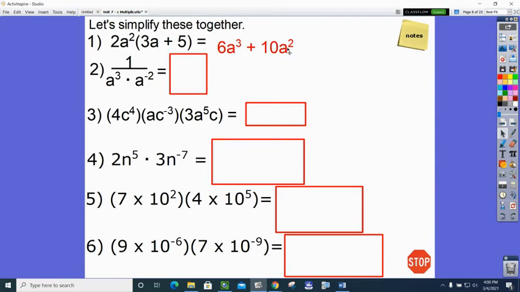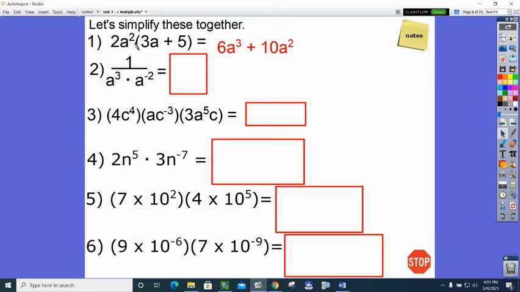Oh, by the way, we can't combine these. They are not like terms. You can't make this like 17a. No, because in order to be like terms, they have to have the same variable and the same exponent. So this is like having 6 chocolate chip cookies and 10 oatmeal raisins. They're different. You can't combine them and make them 16 or something.